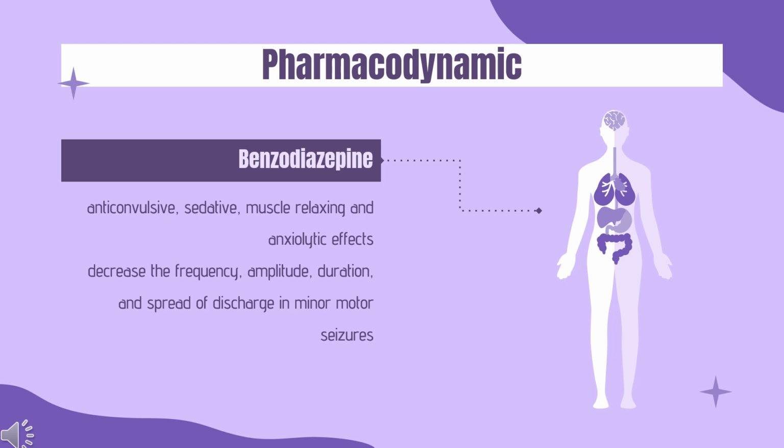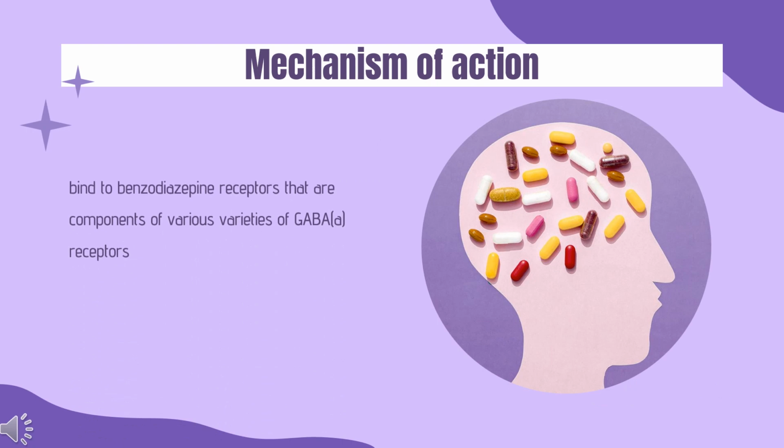Pharmacodynamics. The pharmacodynamic properties of clonazepam are common among benzodiazepines and include anticonvulsive, sedative, muscle relaxing, and anxiolytic effects. Moreover, the agent can also decrease the frequency, amplitude, duration, and spread of discharge in minor motor seizures. Generalized EEG abnormalities are more readily suppressed by clonazepam than are focal EEG abnormalities such as focal spikes. Clonazepam has beneficial effects in generalized and focal epilepsies.